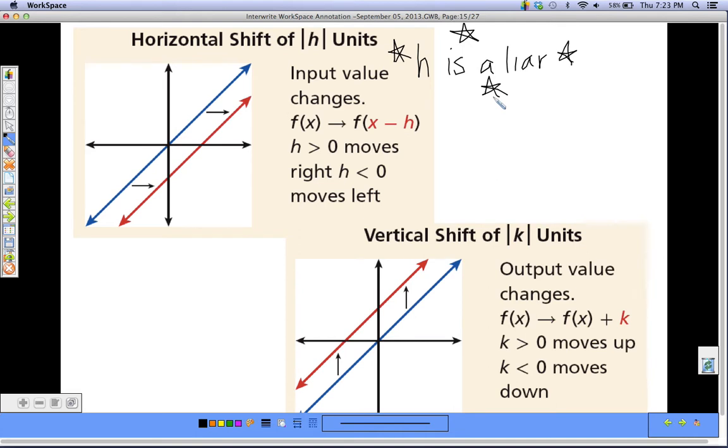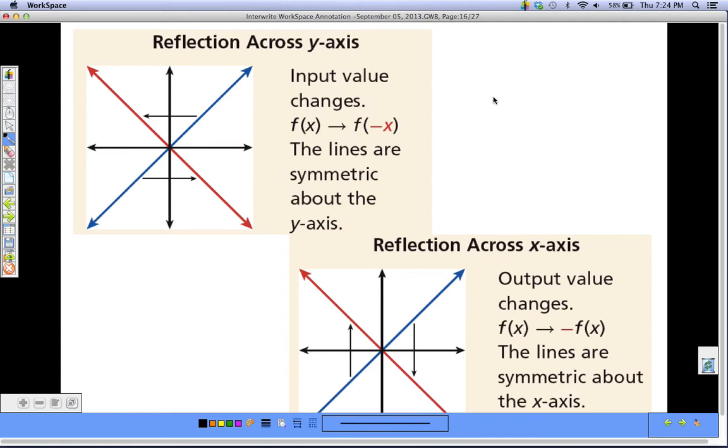K stands for the vertical shift. K is not a liar. We take it as we see it. If it's positive, we go up. If it's negative, we go down. We'll get to the a in just a second.